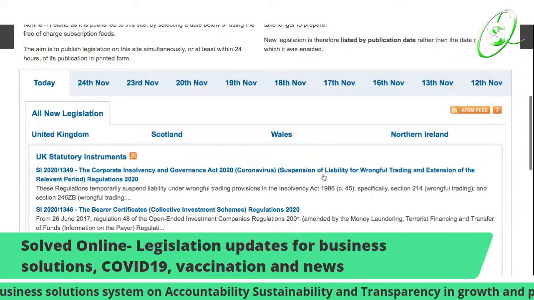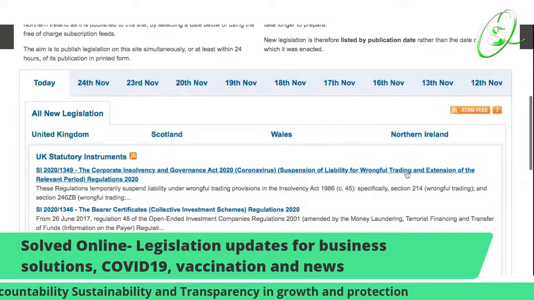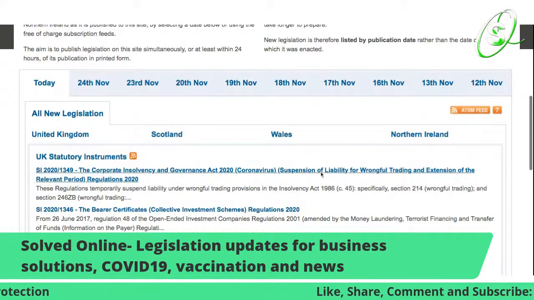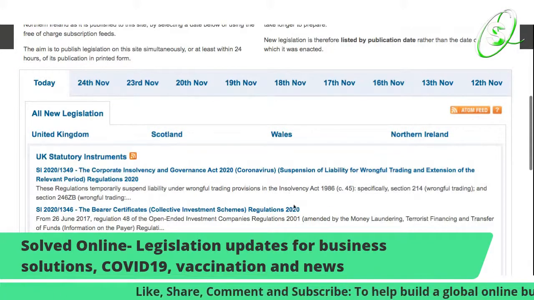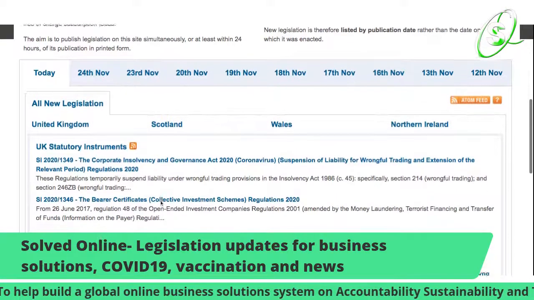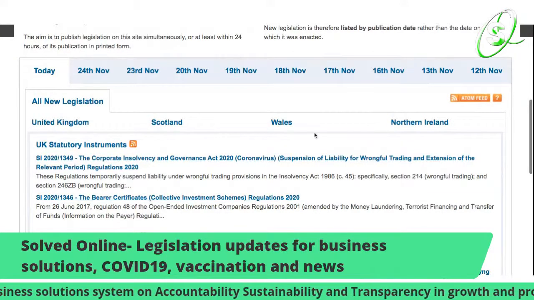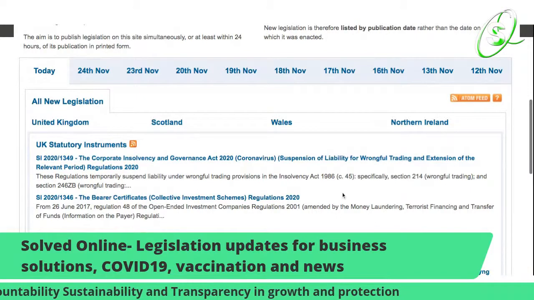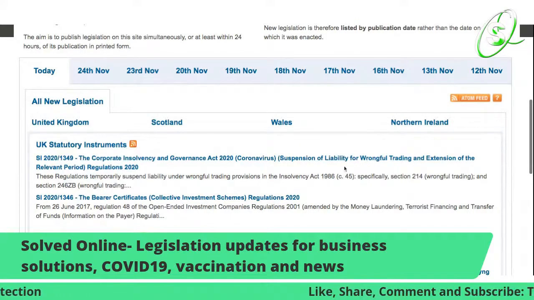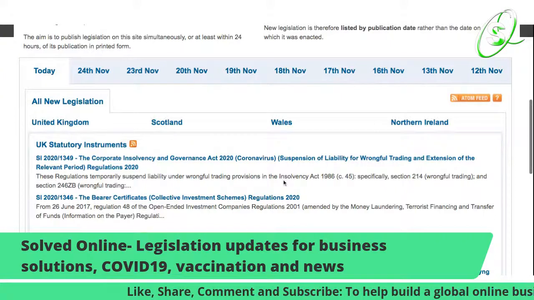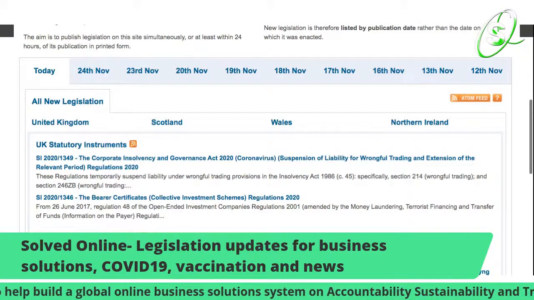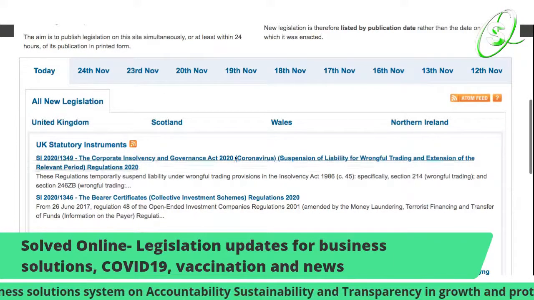Well, this act is a bit weird. It's a suspension of liability for wrongful trading and extension of relevant period. Yeah, that is a bit suspicious when you really look at it. They're suspending the liability for wrongful trading. So anything in this time, any type of trading that's being done wrongfully, is suspended. It's a free for all. Anything can be traded. There's no liability at the moment. So that's what I realized.